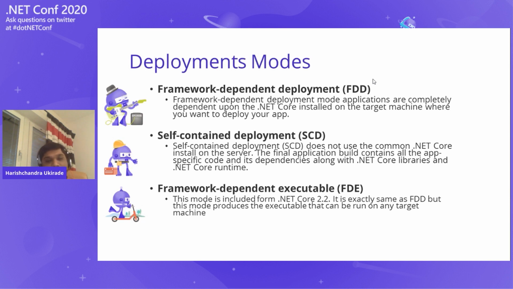So self-contained came into the picture considering the different operating systems. For example, Linux. How do I run the code on Linux? So we can use this as a feature. Then we have framework dependent executables. This mode was included from .NET Core 2.2, and it is exactly the same as FDD, but the mode produces an executable that can be run on any target machine. So here also we can have code similar to FDD, but it can be run on any type of machine where we have the framework, and then it will run the code there and then.